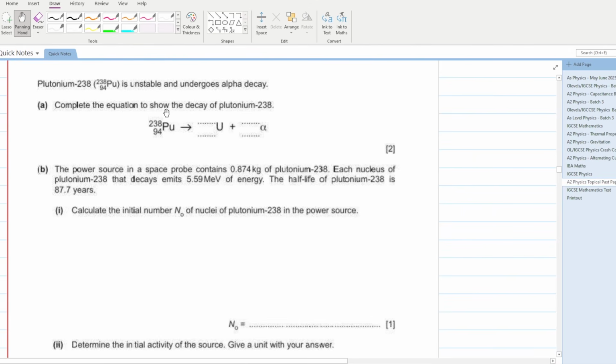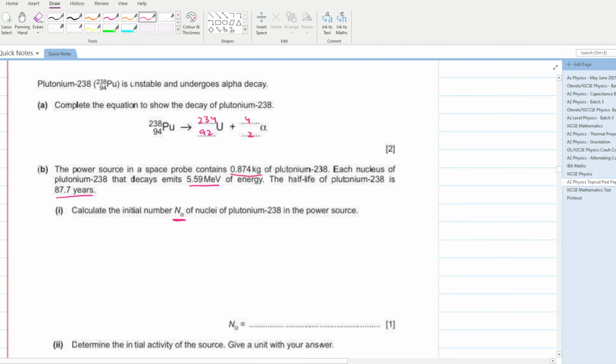Plutonium 238 is unstable and undergoes alpha decay. Complete the equation to show the decay of plutonium 238. If you are undergoing alpha decay, your nucleon number will decrease by 4 and your proton number will decrease by 2. This is 4, 2 as your alpha particle. The power source in a space probe contains 0.874 kgs of plutonium. Each nucleus of plutonium decays to give this amount of energy. The half-life of plutonium is this. Calculate the initial number of plutonium nuclei in the power source.